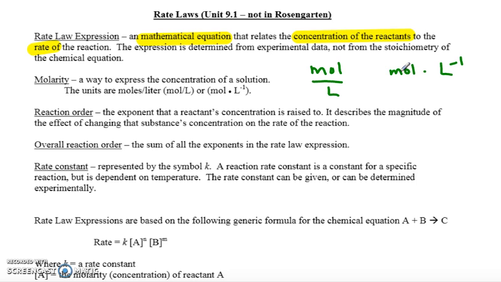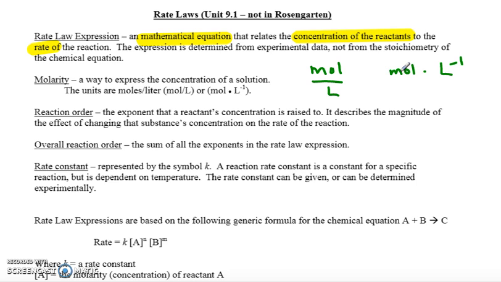The rate constant is represented by the symbol K. A reaction rate constant is a constant for a specific reaction, but it is dependent on the temperature. We're not going to be really messing with the temperature that much, but just know that if you change the temperature, that's going to change the value of the constant. The rate constant can be given or it can be determined experimentally.